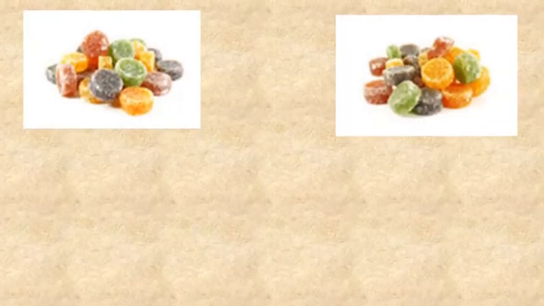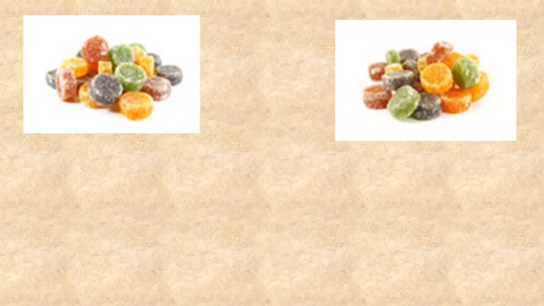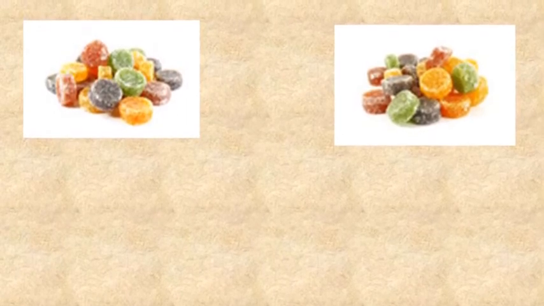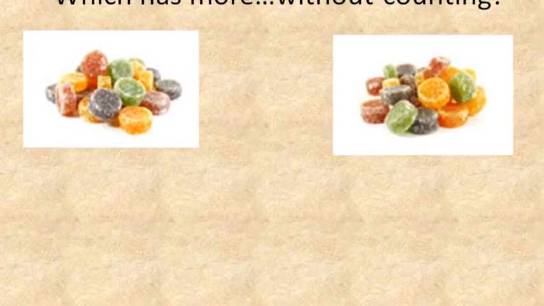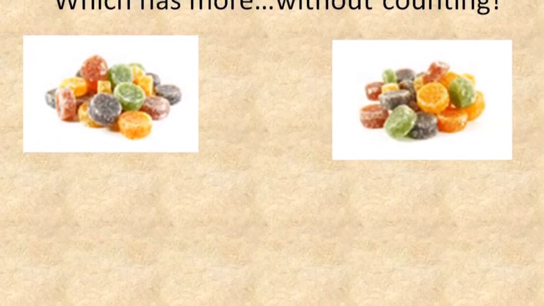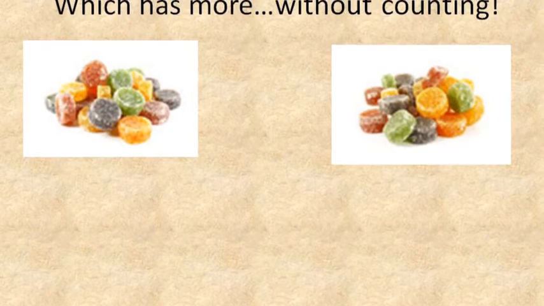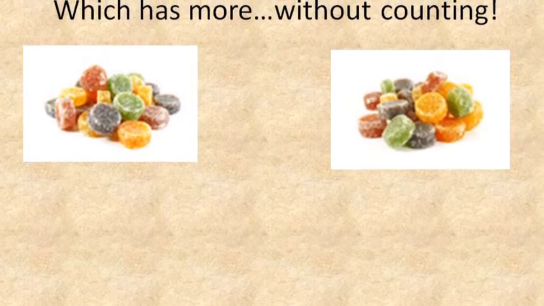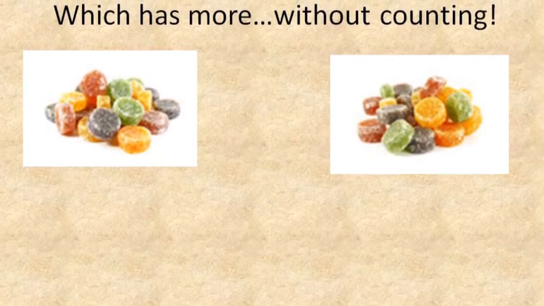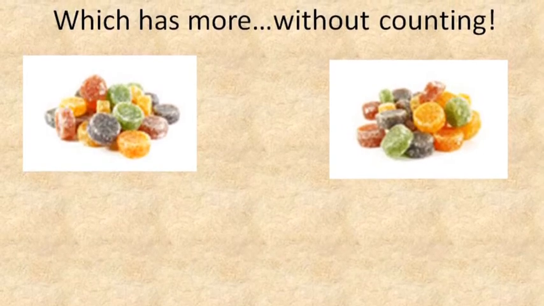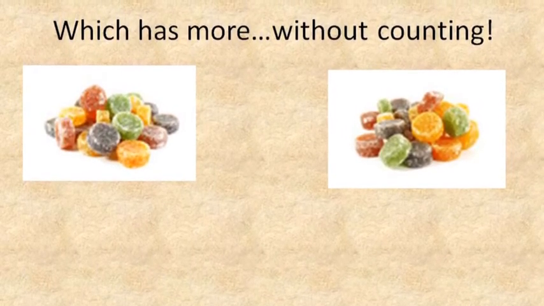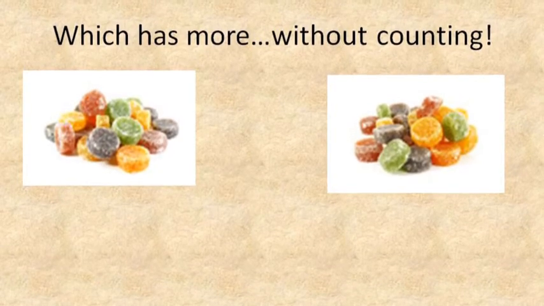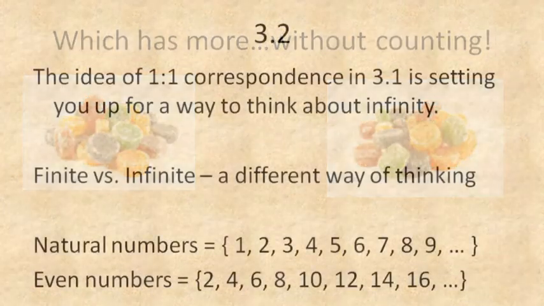As youngsters, we couldn't count, but we always knew which pile of candy was larger than the other. So how did we do it? We simply started by taking one piece from each pile and pairing them up. That is called one-to-one correspondence. If we ran out of candy in both piles at the same time, the piles were equal. If one had candy left over, that was the larger size. That's the idea that you are going to apply to your 3.1 homework.